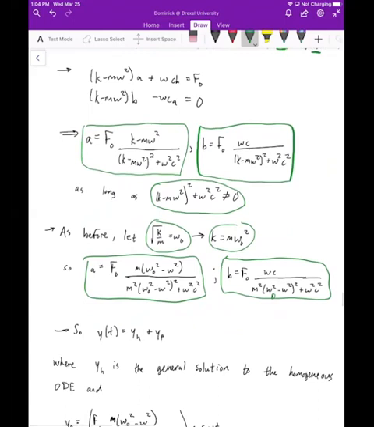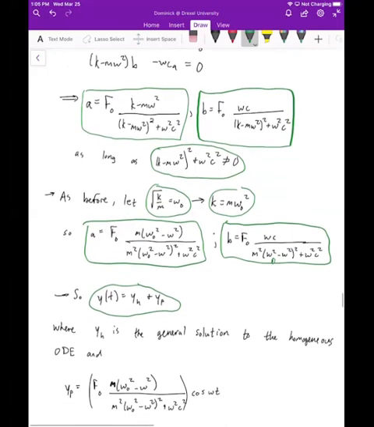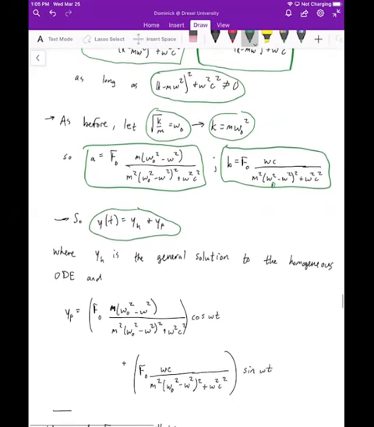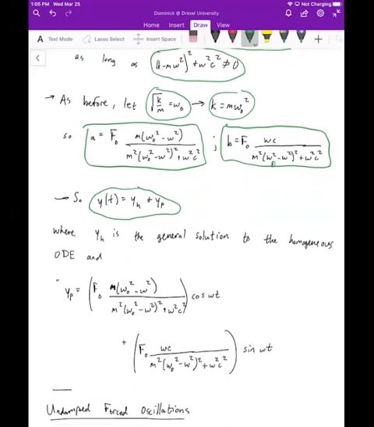Okay, so again, we know that our general solution is made up of the general solution of the homogeneous ODE, and our particular solution is this horrific mess right here, since we solved for A and B in terms of those other quantities above. All right, so that's what our solution form is going to look like.